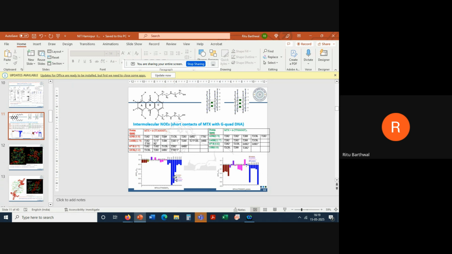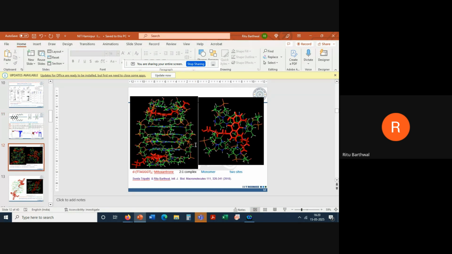They have shifted more. They will not shift equally because it is an asymmetric kind of compound. Imagine this compound has been brought near G quadruplex DNA. The distances of all protons here and all protons here are each different, unique distances, and accordingly they will give you different chemical shifts. So these are different chemical shift plots, and these are short contacts from which we can calculate distance.